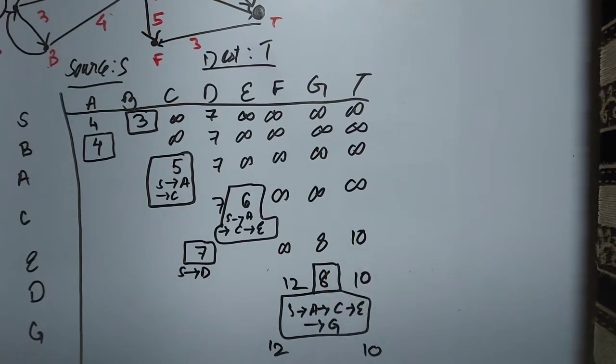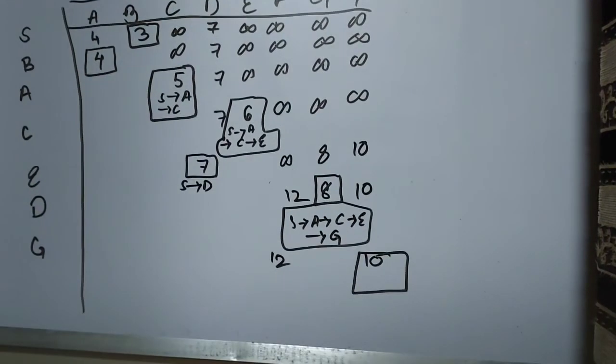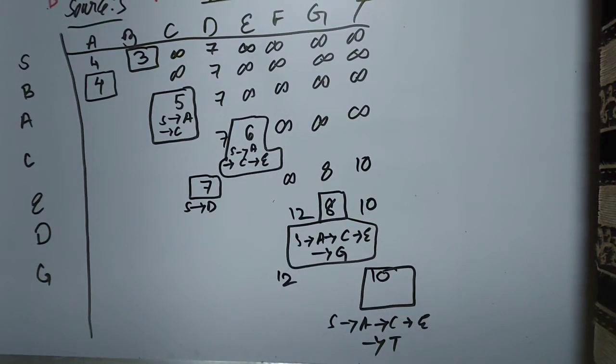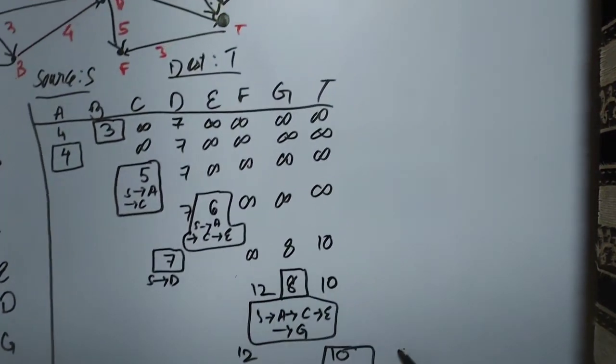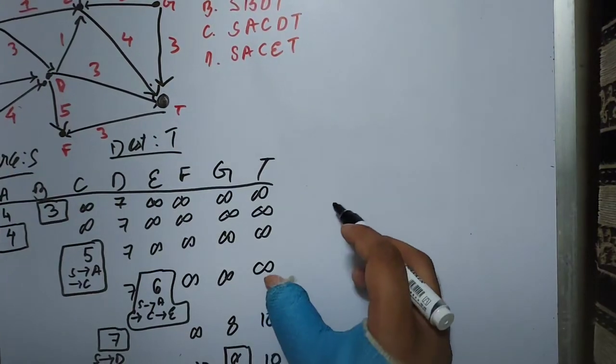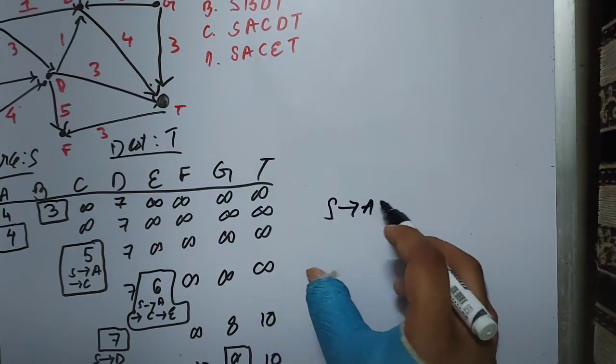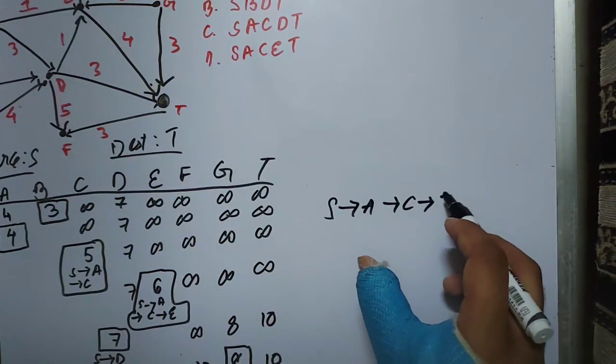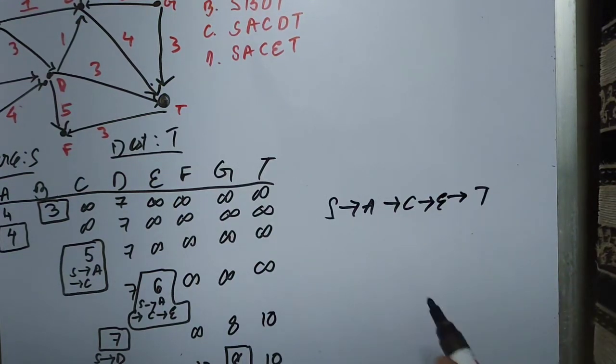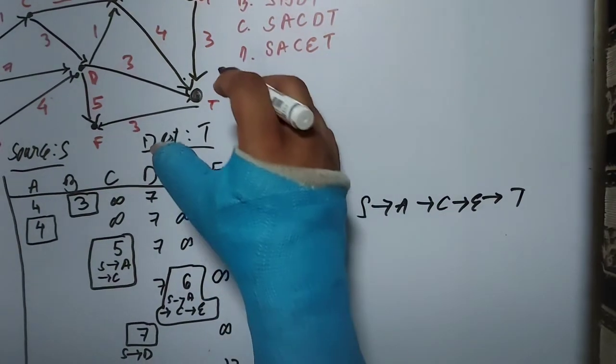And now here the minimum value is 10, so we will take this value, and its path is S to A to C to E and to T, and in our question we have to find this value only. So the answer of this question is the path which will be reported by Dijkstra: S to A to C to E and to T. So the answer of this question is D.